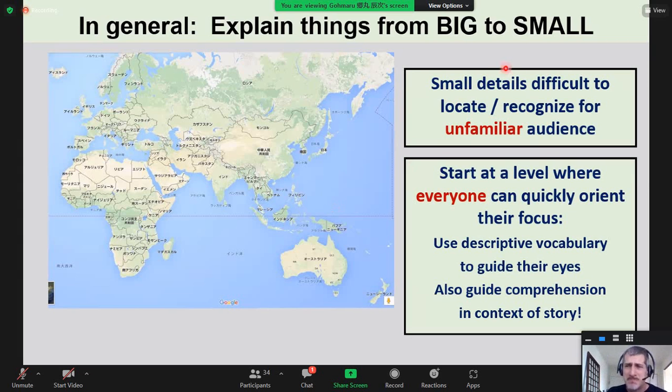So beginning immediately with small, specific details can be very challenging for an audience from a different field. So what we want to do is pick a starting point, somewhere that we know everyone in today's audience will be able to comprehend, and use that as a context to guide us to focus on that small part and understand how it fits in the bigger picture.